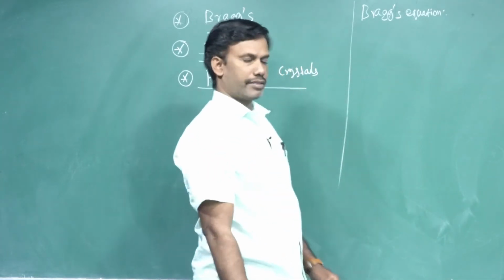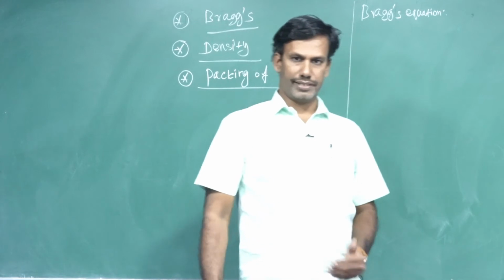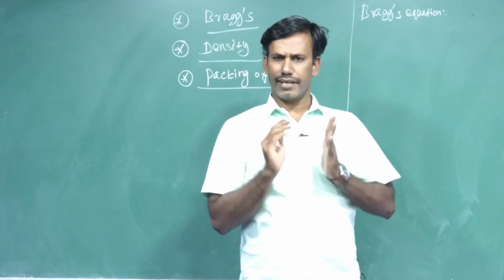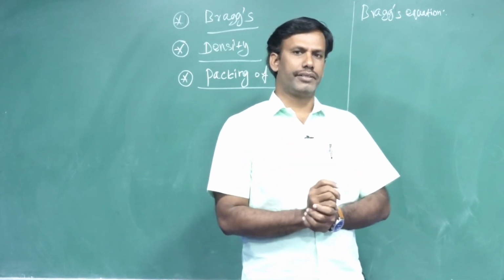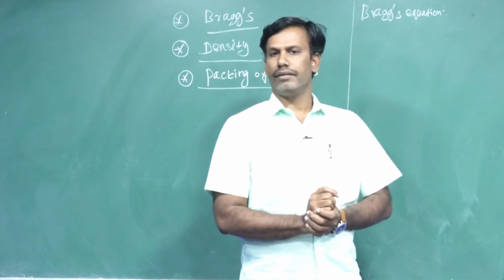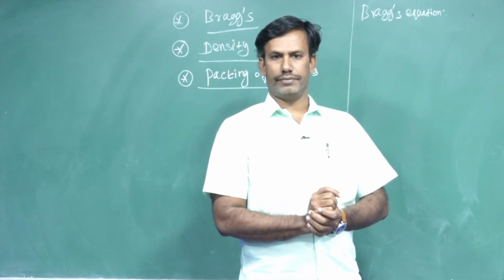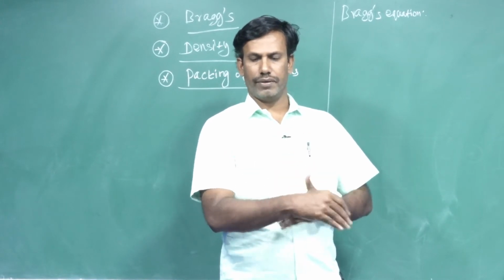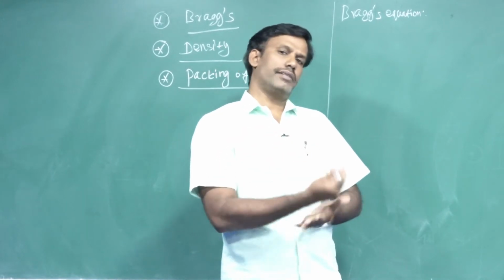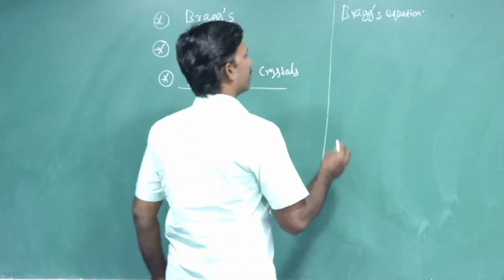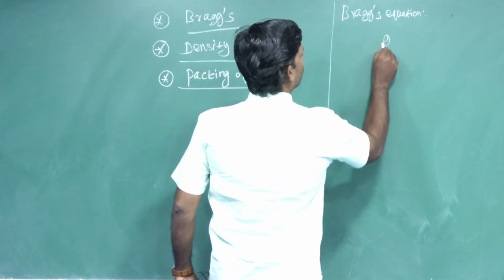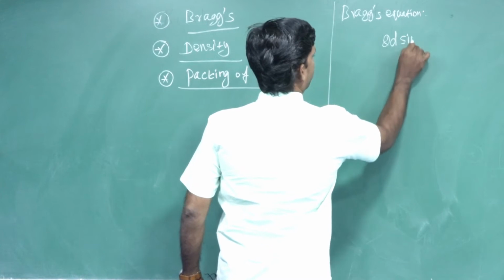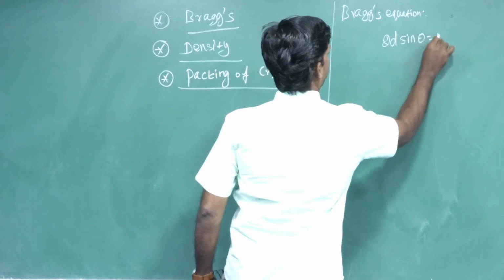W.H. Bragg got a Nobel Prize for analyzing X-ray studies. The X-ray study is the best method to study a crystal. If you want to study a crystal perfectly, you need to use X-rays. Bragg used that only. Finally, he got an equation: 2d sin theta equals n lambda.